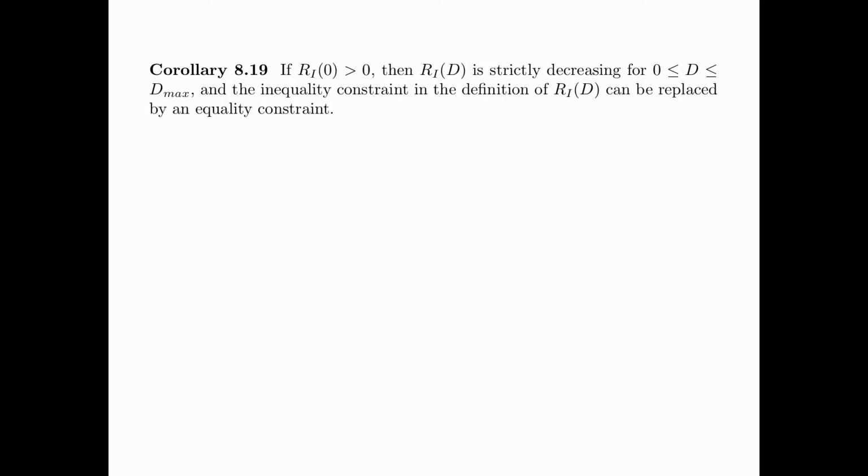Corollary 8.19 is a subtle but very useful result. It says that if R_I(0) is strictly greater than 0, then R_I(d) is strictly decreasing for d between 0 and d_max, and the inequality constraint in the definition of R_I(d) can be replaced by an equality constraint.